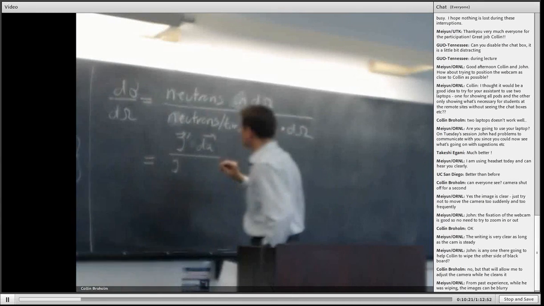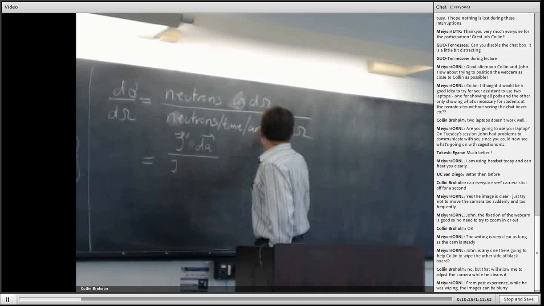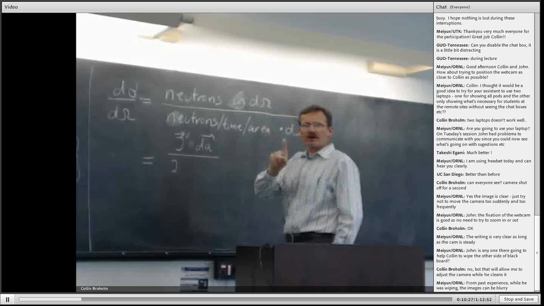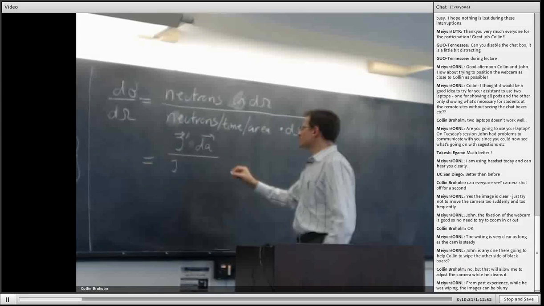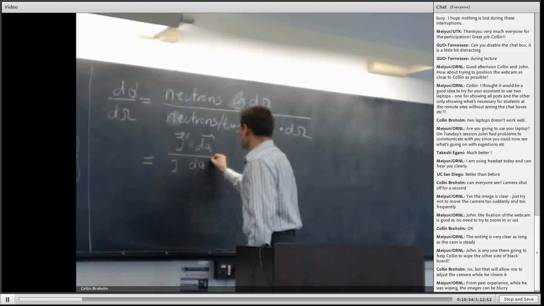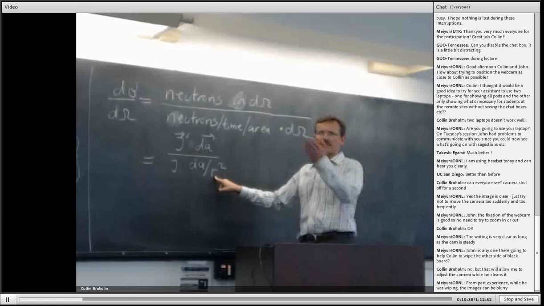Okay, so I call it J prime, and J will be my incident flux, and then I should also divide by d omega. Now d omega was the solid angle of the detector, which you remember was equal to dA divided by r squared, r being the distance from the sample to the detector.